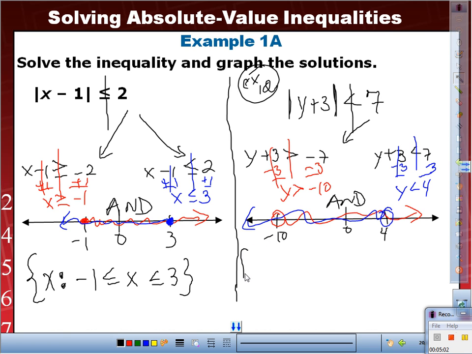Therefore, hold on, solution set of y such that negative 10, what goes in between the y? That means this is less than and less than. And I had a question, somebody said, Mr. Q, this one, how come it's pointing that way?